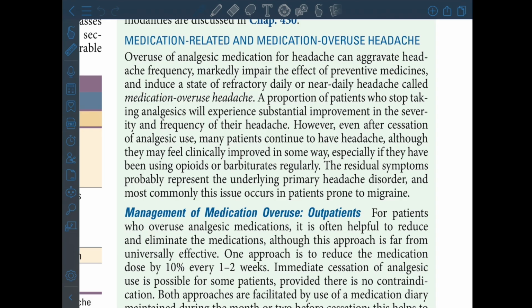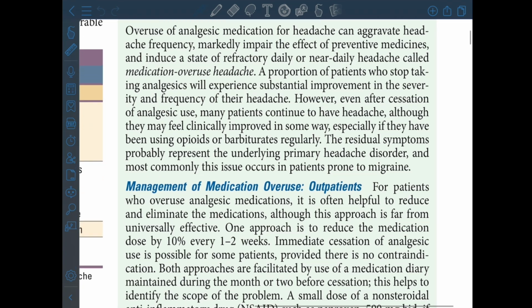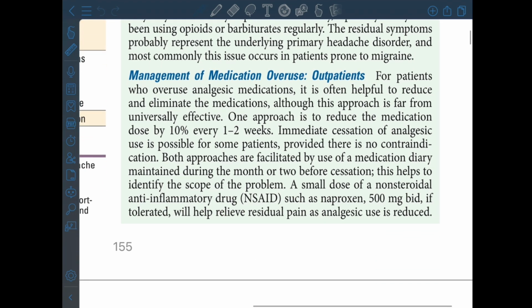Stop taking analgesics will experience substantial improvement in the severity and frequency of their headache. However, even after cessation of analgesic use, many patients continue to have headache although they may feel clinically improved in some way, especially if they have been using opioids or barbiturates regularly. The residual symptoms probably represent the underlying primary headache disorder, and most commonly this issue occurs in patients prone to migraine.